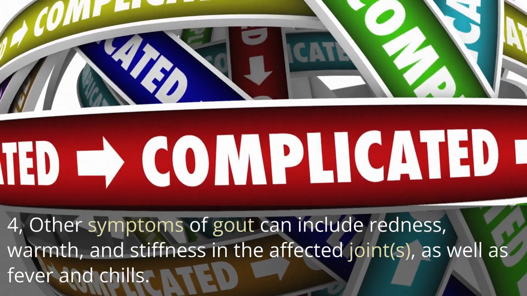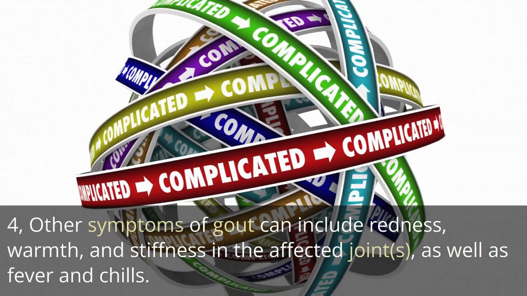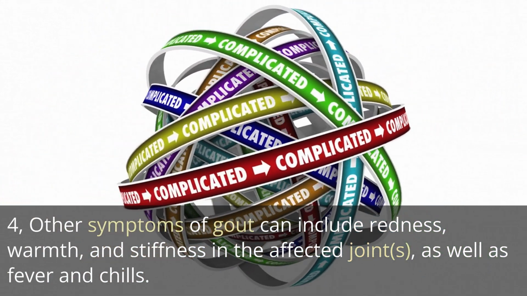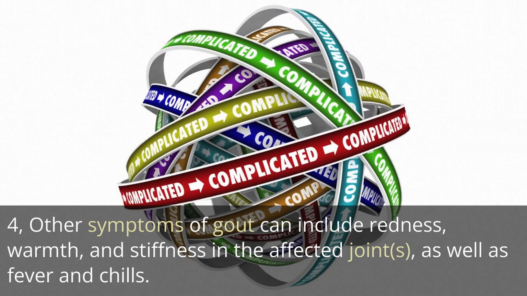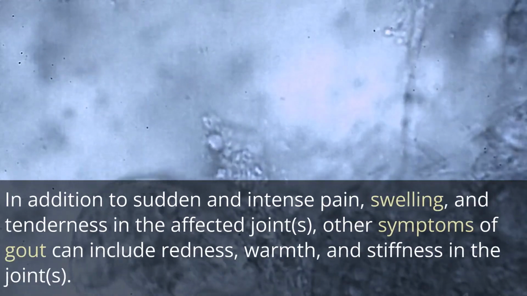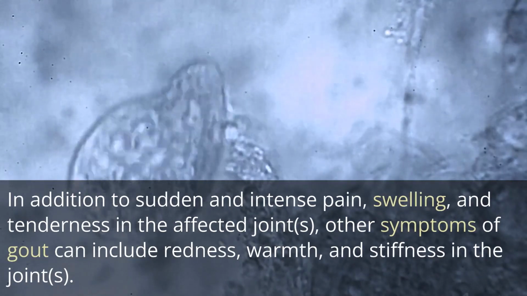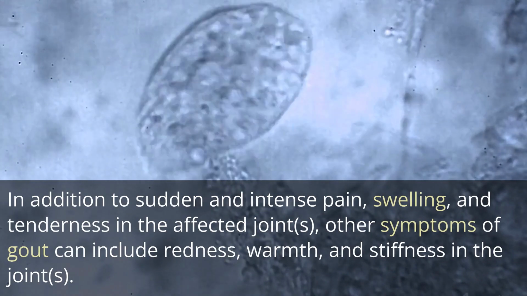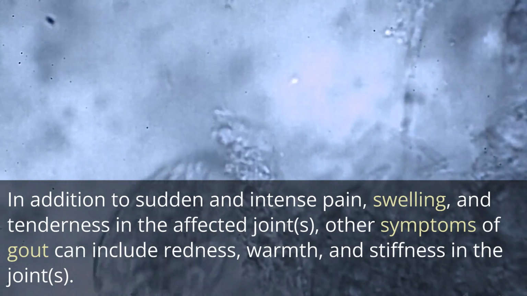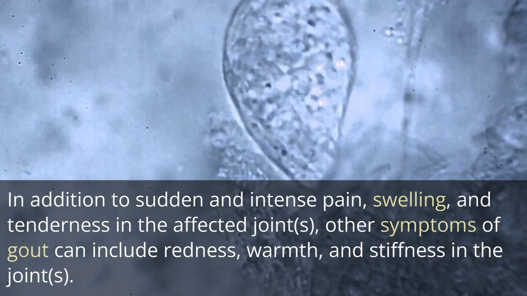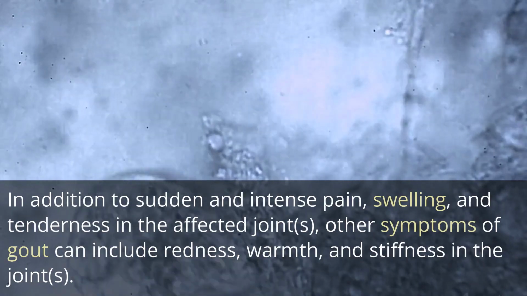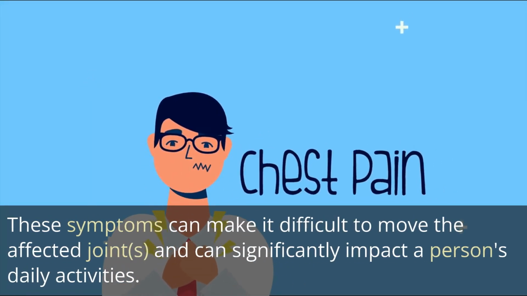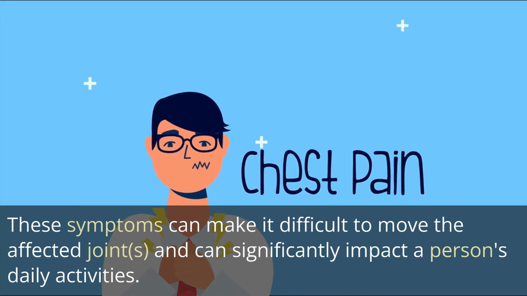4. Other symptoms of gout can include redness, warmth, and stiffness in the affected joints, as well as fever and chills. In addition to sudden and intense pain, swelling, and tenderness in the affected joints, other symptoms of gout can include redness, warmth, and stiffness in the joints. These symptoms can make it difficult to move the affected joints and can significantly impact a person's daily activities.